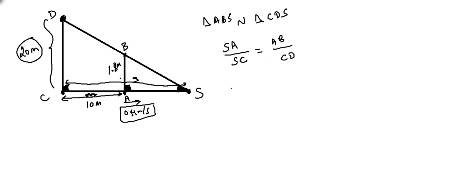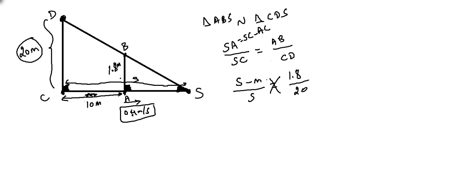That's great. What is SA? SA is simply SC minus AC. So we can substitute, instead of SA, SC, which is S, minus AC, which is M, over SC, which is also S, equal to AB, which is 1.8 meters, over CD, which is 20 meters.